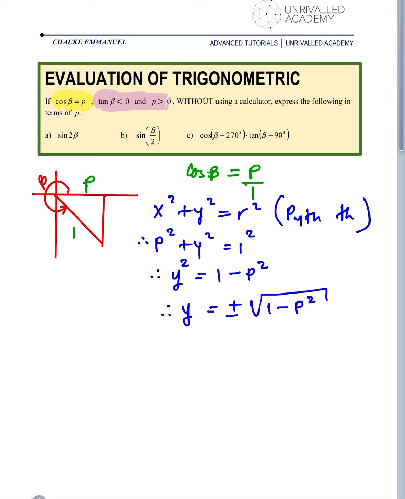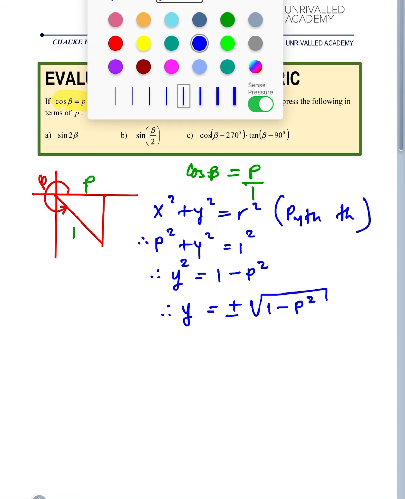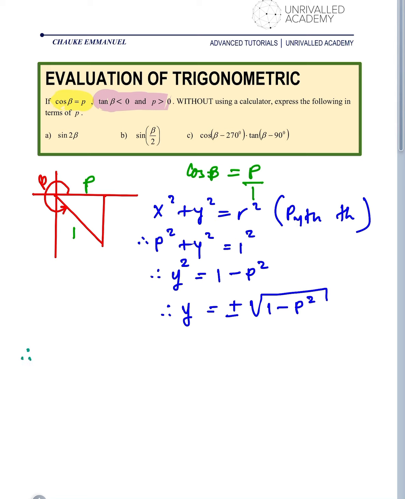Remember, this is the y value in that quadrant. Now I have to be extra careful. I'm going to check my diagram where it is drawn. It is drawn in the fourth quadrant, and in the fourth quadrant we have x being positive and y being negative. So I'm now going to say to myself, well, therefore the correct y value in that quadrant is the negative of the square root of 1 minus p squared. I'm going to highlight that answer of mine there. This is the value of y in that quadrant.